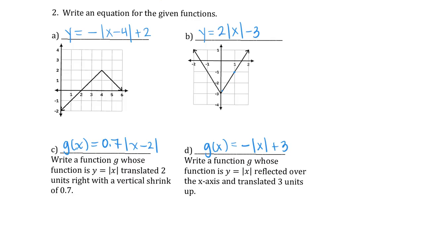Okay, for C, it said write a function g, so I called it g of x. 2 units right, shrink of 0.7. Okay, this one also said write a function g, so I made a g of x. Reflected over the x-axis, there's the negative, translated 3 units up, plus 3.